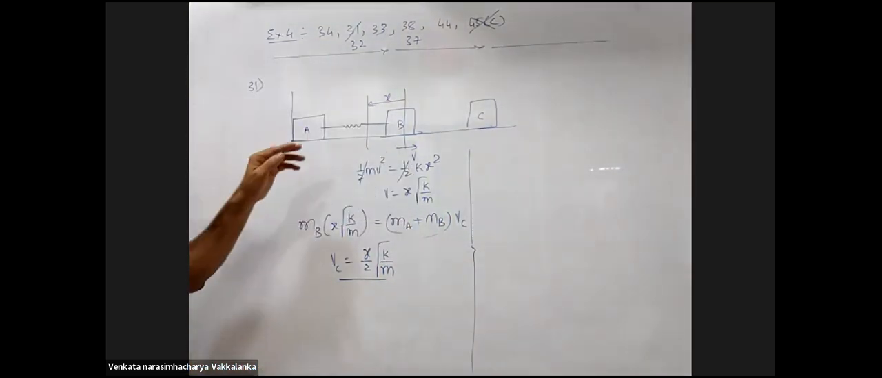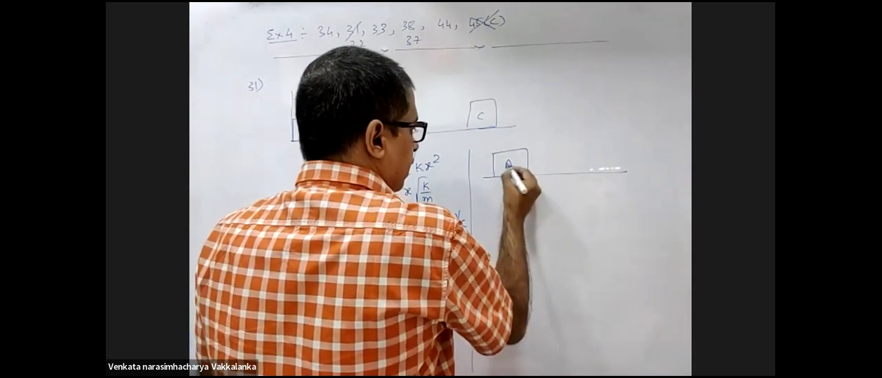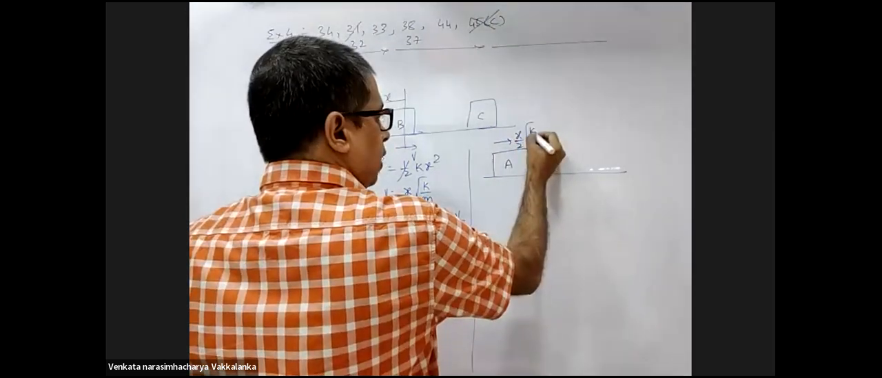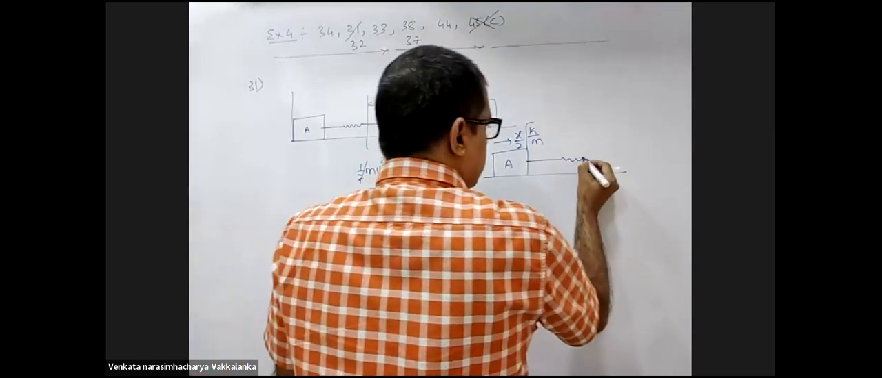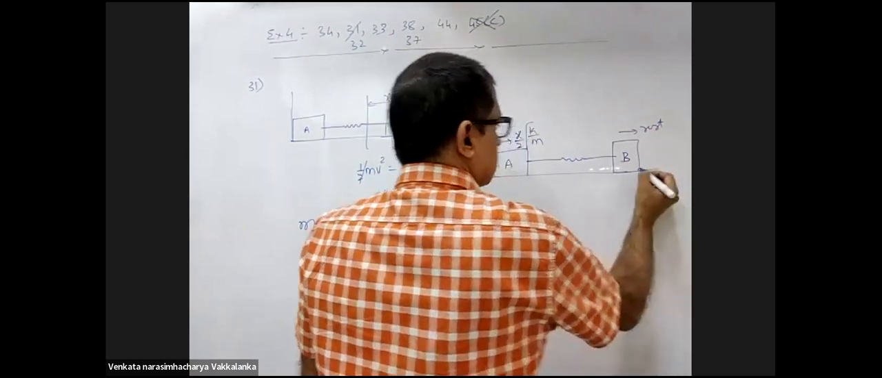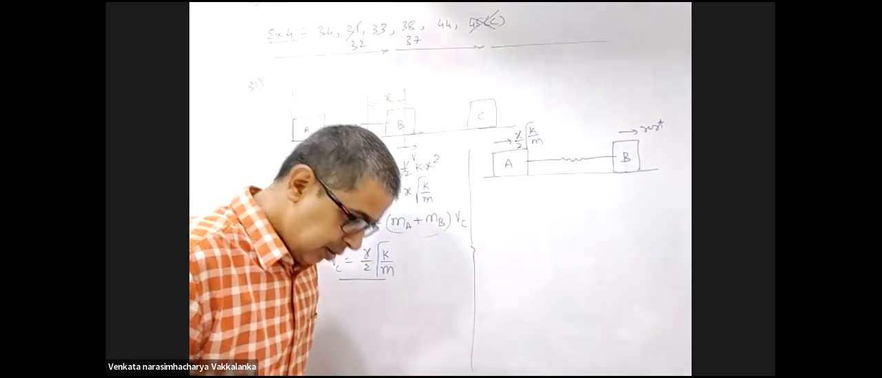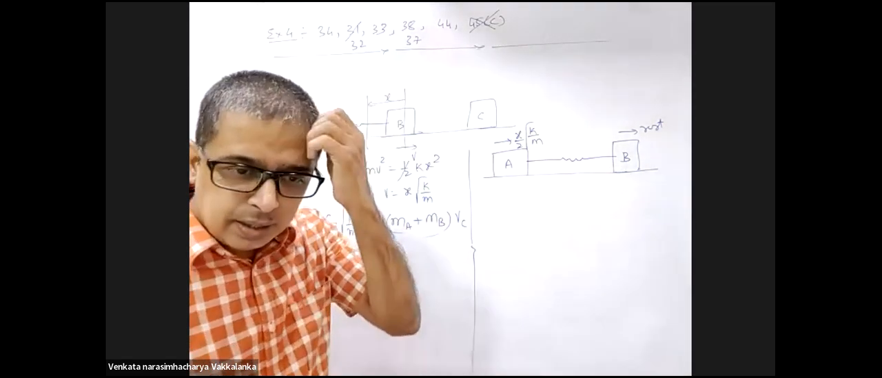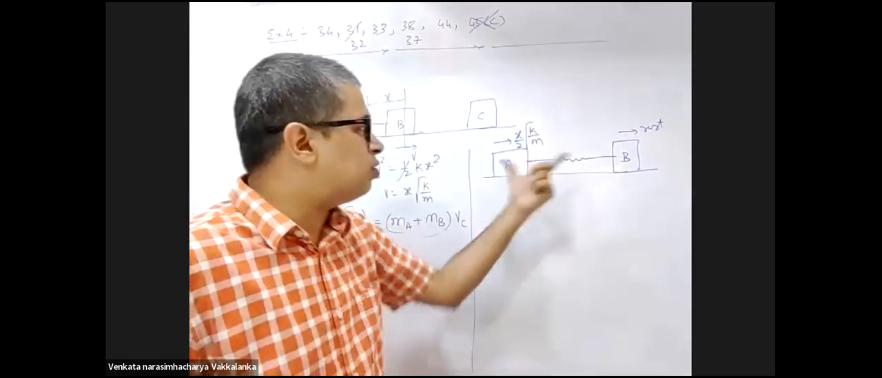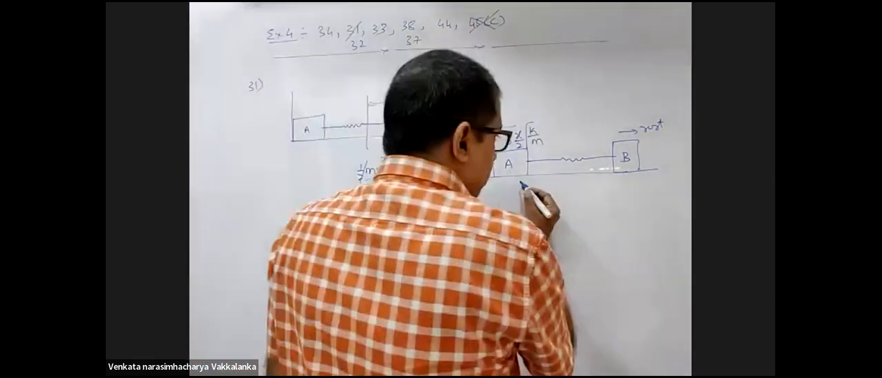Now what happens is A is moving with this velocity, x by 2 under root k by m. B is at rest, but the spring is not in natural length. Right? Now he is asking, what did he ask? Find the minimum distance between A and B.